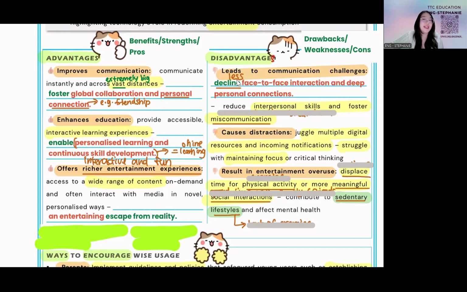Decline means less face-to-face interaction and deep personal connections. It's so convenient that people no longer want to make the effort to meet people in person. Is this what you guys do now? You would rather spend time chatting with your friends over gaming, I don't know, games or text, but not just come out and meet them in person.